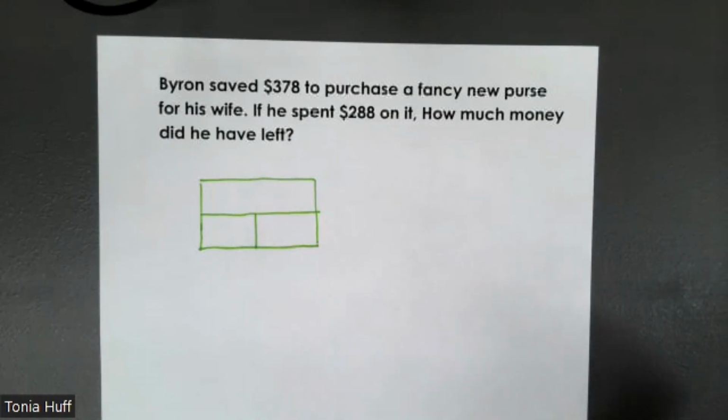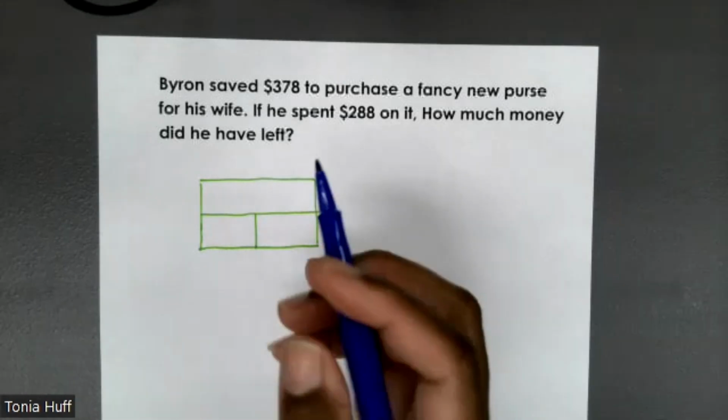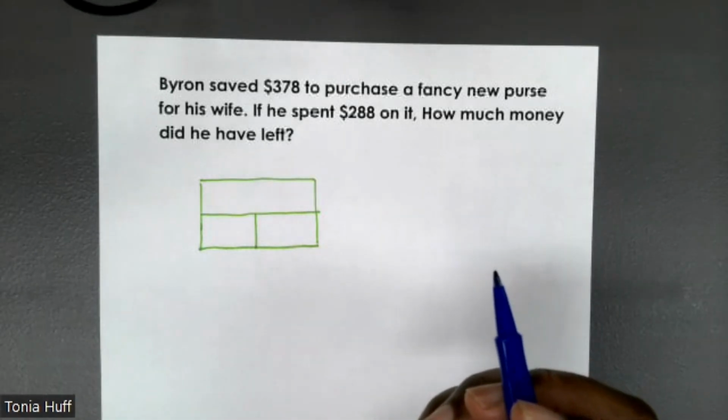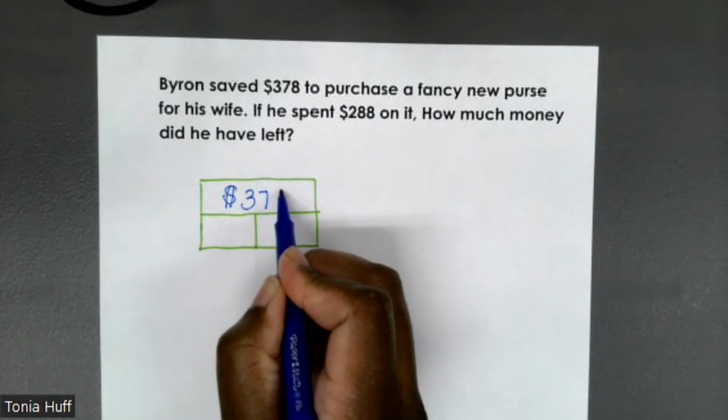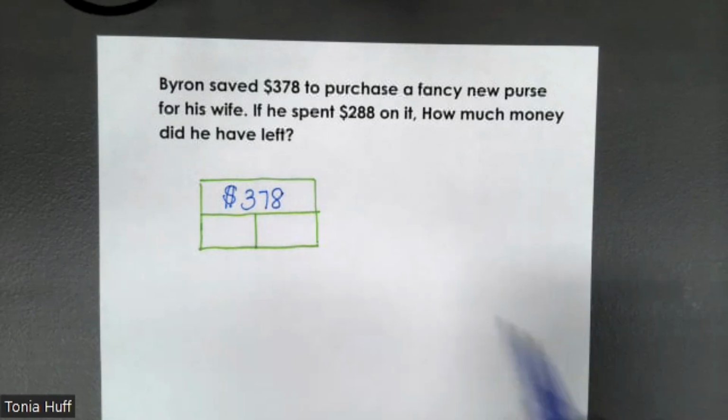First, I'm going to use a part whole map to make sense of this problem. I know that the total amount of money Byron has or had was $378. So I will place that value in the largest part of my part whole map. That's going to represent my whole.